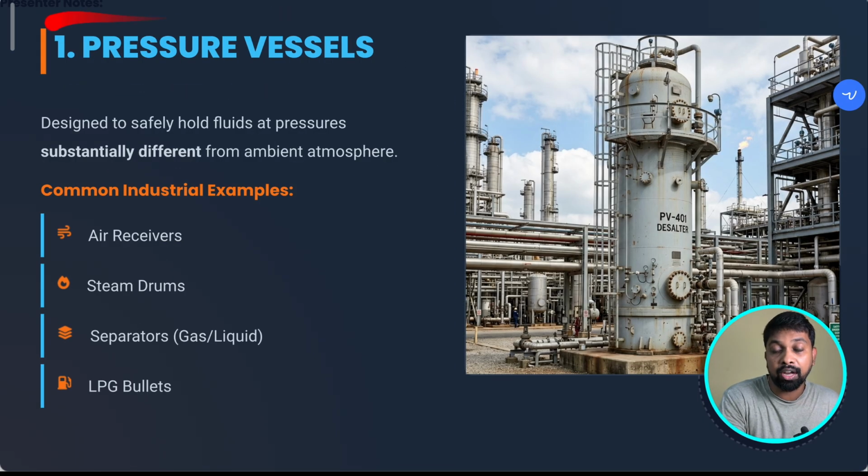Pressure vessel is one of the very important ones. It is kind of a base for everything. Base for everything means pressure vessel is common in all plants. Almost you can't find a plant without any pressure vessel. A pressure vessel is designed to safely hold fluids at a pressure substantially different from the ambient atmosphere. Common industrial examples of pressure vessels are air receivers, steam drums, separators, LPG bullets. These are the common pressure vessels we use in our day-to-day life.